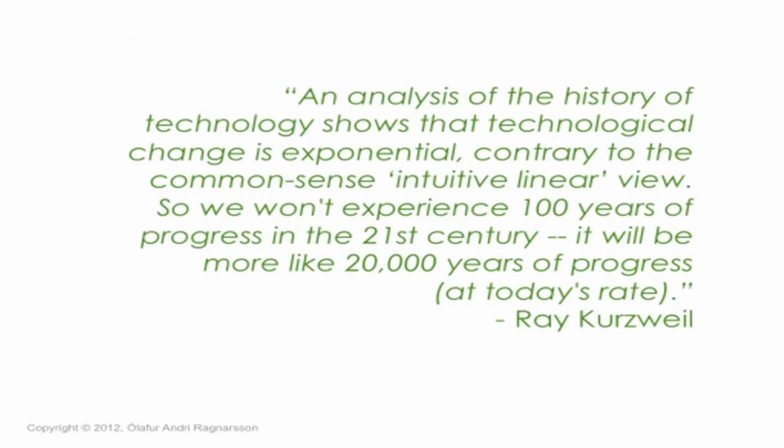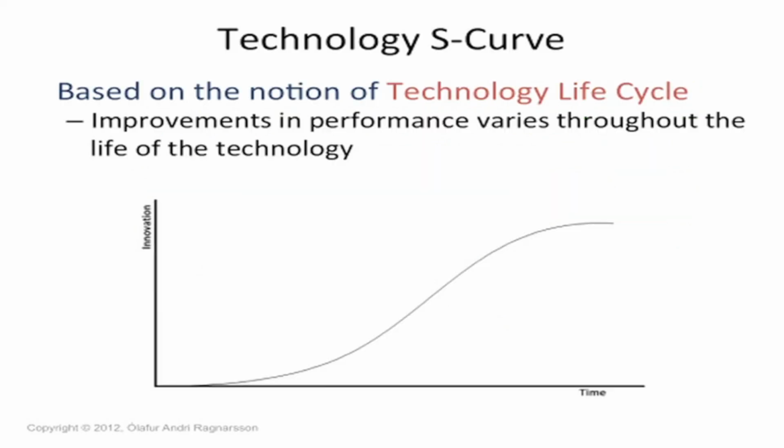And here's an interesting quote. He says that we won't experience 100 years of progress in the 21st century. It will be more like 20,000 years of progress in a 2 days rate. Sounds really scary, but this is how it works. And as we will go through the course, there are evidence of many inventions that are coming out of the lab. Okay, let's get back to the S-curve before we quit today.